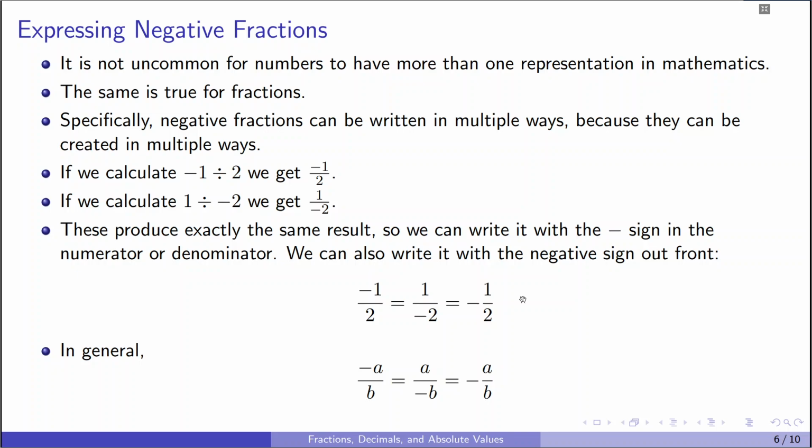If we look at the general form, that's a negative a over b is a over negative b is a negative a over b. The general form of a concept in math is all letters, no numbers. And using Euler's convention, those letters tend to come from the first half of the alphabet. They are parameters, not variables.